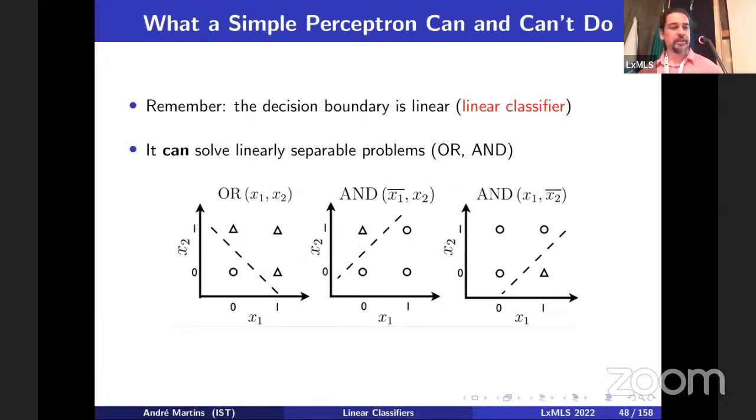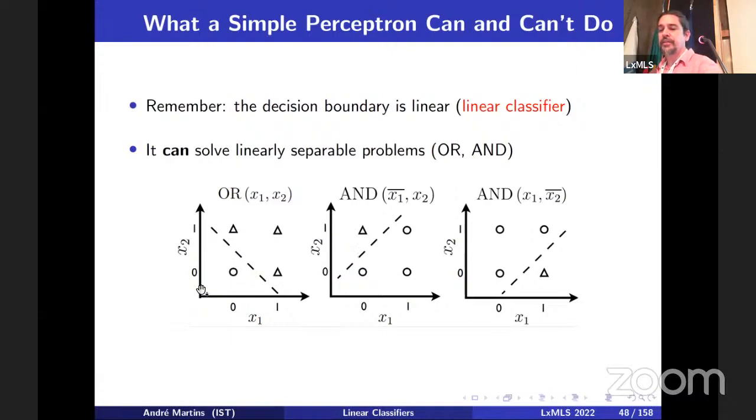Of course, the perceptron has limitations. This is a very powerful result, but remember that it only works because we assume that the data was linearly separable. So the decision boundary of the perceptron is always going to be linear. It's a hyperplane classifier. This means that it can solve problems that are linearly separable. If you build problems by taking some logic operators, it means that it can solve, for example, the OR and the AND problem.